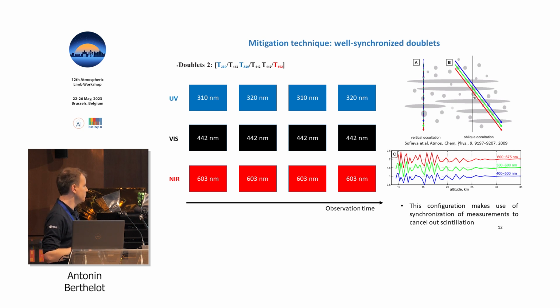And the reason why we do this is because, so this is taken from a paper of Victoria Sofieva, but you see that there's quite a strong correlation between the scintillation factor at different wavelengths. And this is more true for vertical occultations because all the wavelengths kind of see the same perturbation. And as the occultation gets more and more oblique, it's less true.